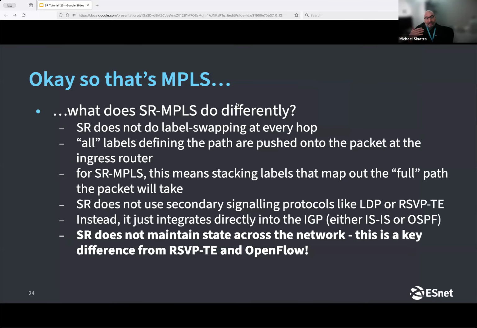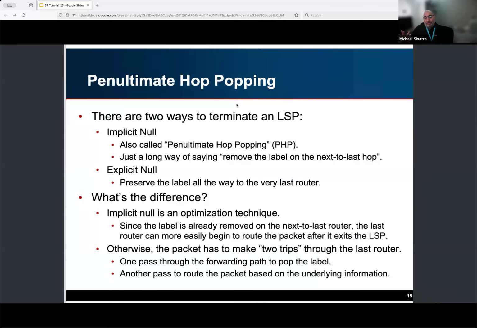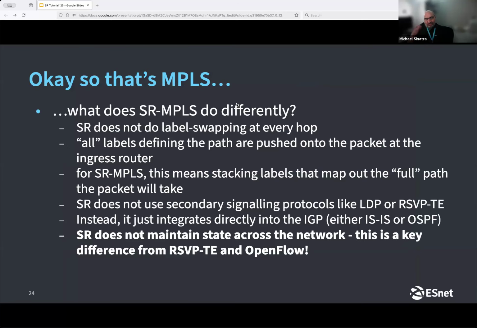I'll skip PHP. PHP is penultimate hop popping. A lot of implementations use it in classic MPLS, but the Nokia implementation doesn't do it with segment routing. It's just not necessary in segment routing to do it that way. So, all right, that's what MPLS is.